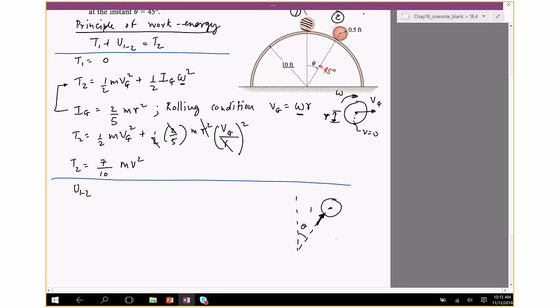So there is a normal force, there is mg due to gravity, and remember, if it's rolling without slipping, there has to be a friction force. So that friction force is... okay, so there are three forces: mg, friction force, and normal force. Okay, so that will help me write U12.